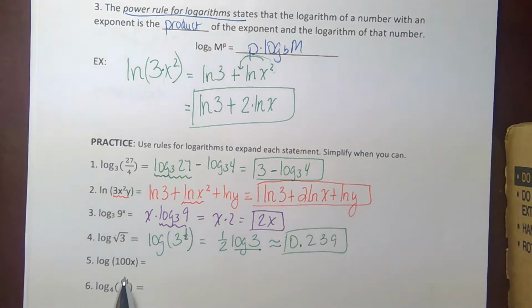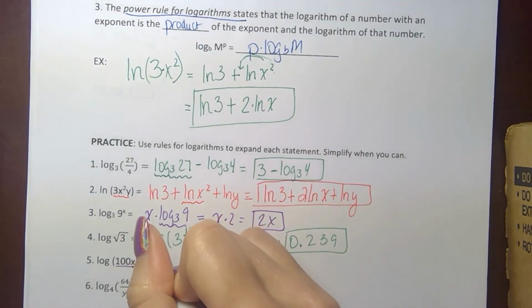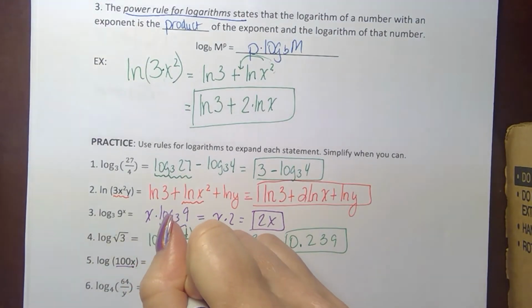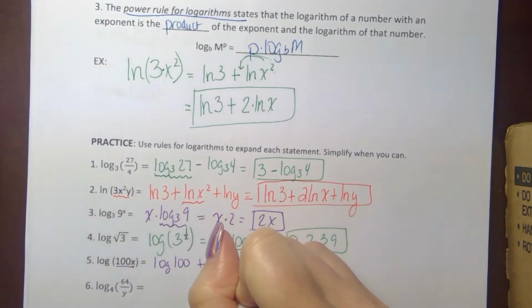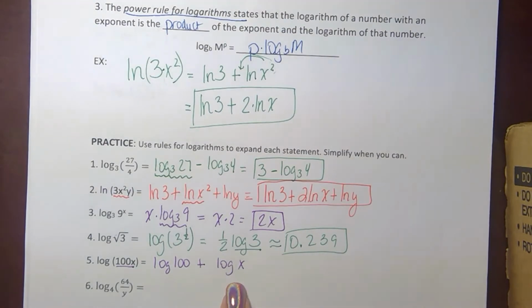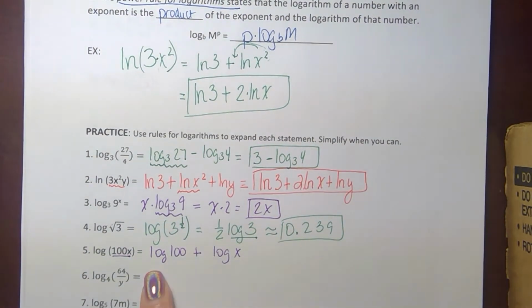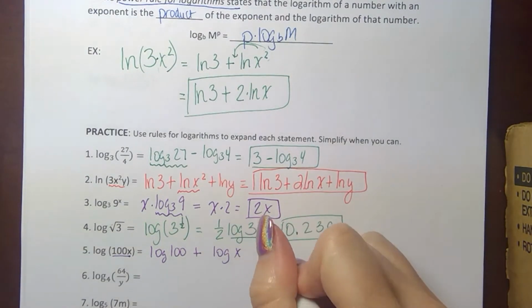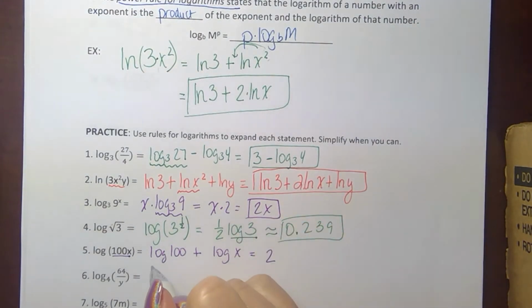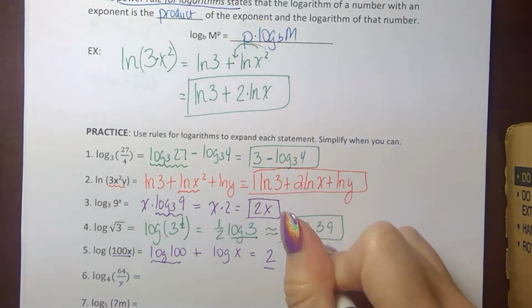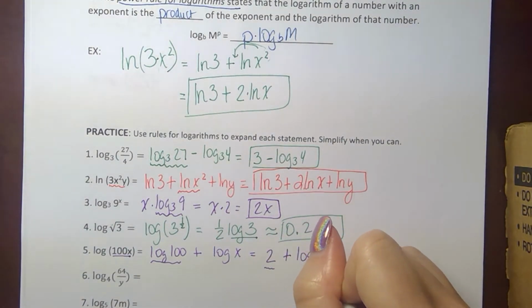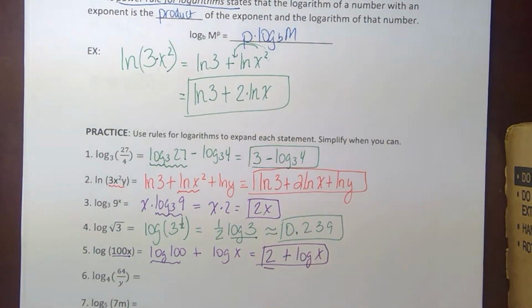All right, common log of 100x. I've got a product in my argument. I'm multiplying. Multiplication pairs with addition. So this is going to be log of 100 plus log x. Well, log x I can't do anything about, but log 100 I can. This is base 10. What is the exponent of 10 that gives me 100? Well, 10 squared is 100, so that statement simplifies to be 2. So I have 2 plus common log x.